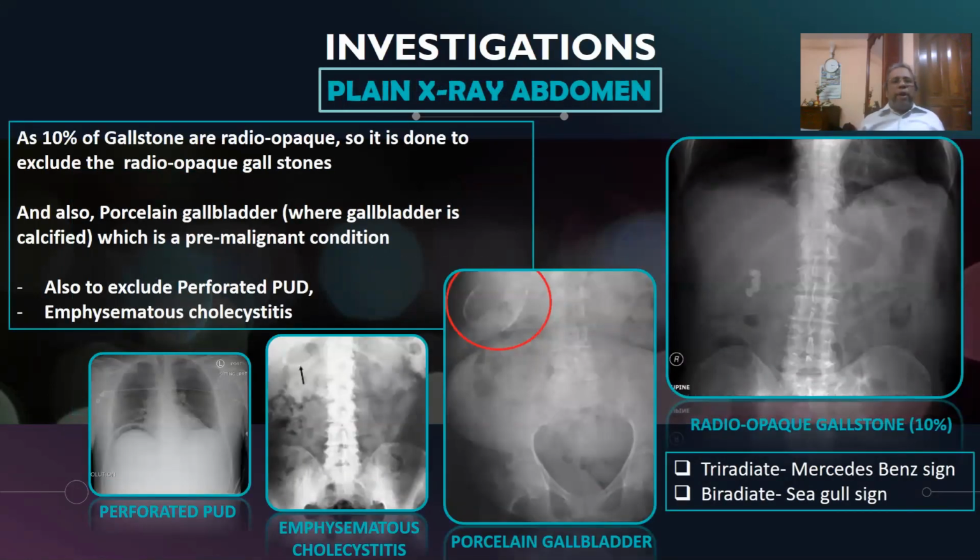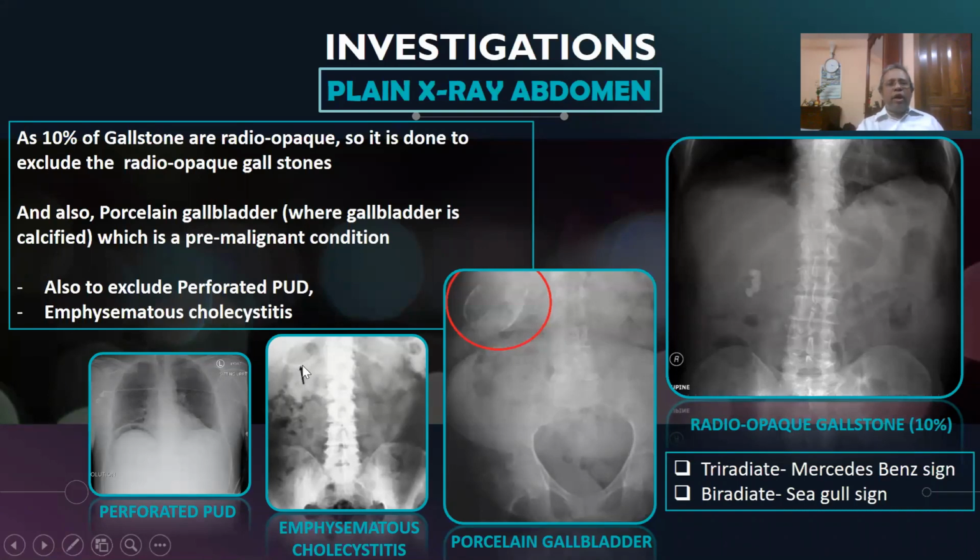So look at the plain X-ray abdomen. Lot of pictures there. So gallstones are radiopaque in 10%. Look at the pictures, radiopaque gallstones. There are 1, 2, 3, 4 stones sitting within the gallbladder. And look, there is a multiple granular lining white appearance representing pear-shaped gallstones. It is just like an eggshell, which is called the porcelain gallbladder.